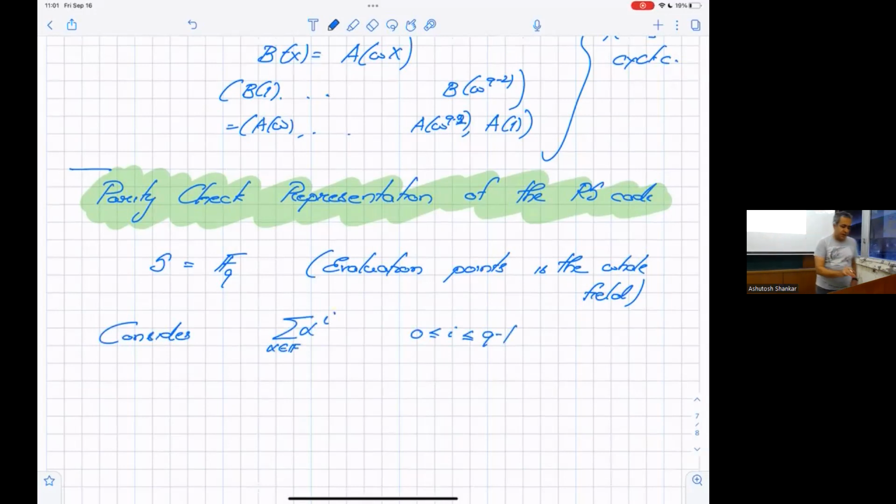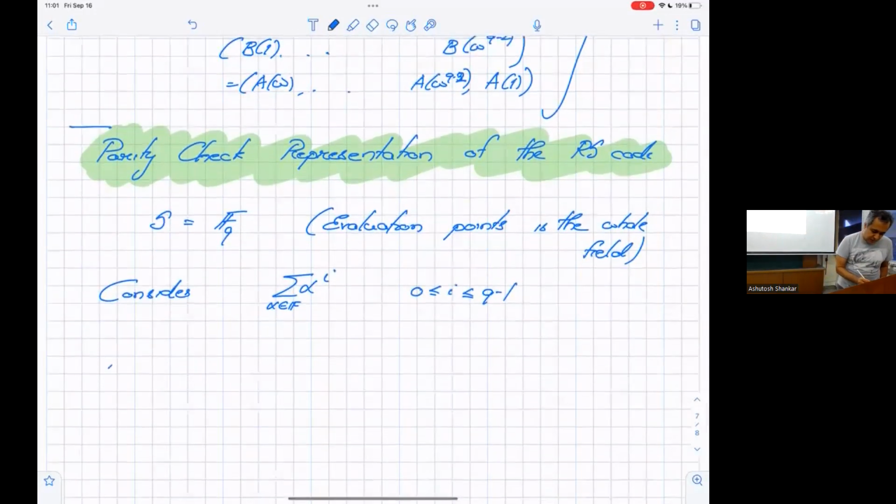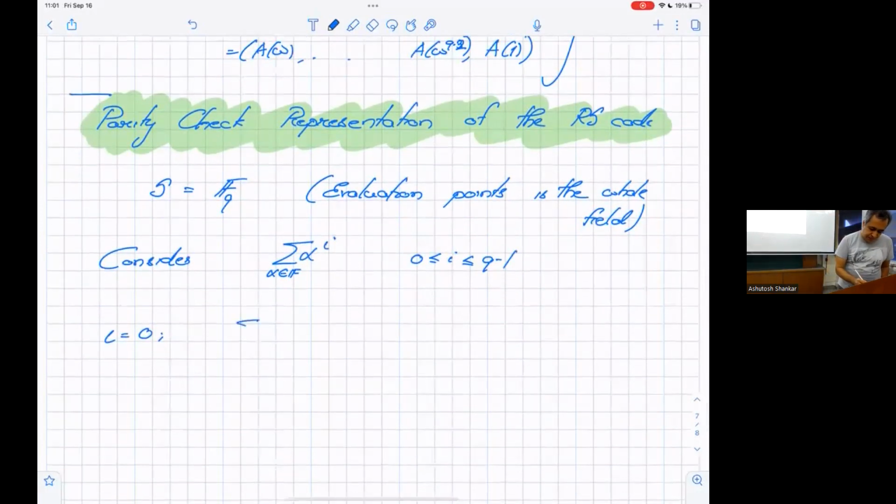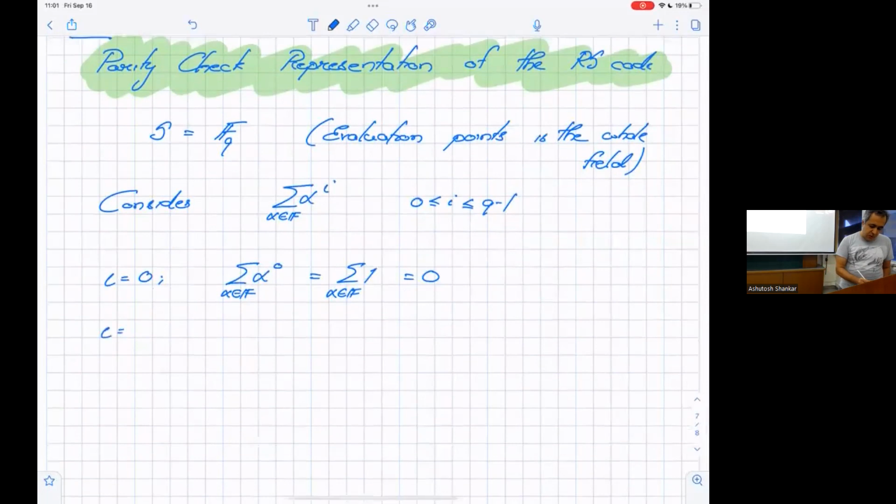So let's look at some basic cases first. Let's start off with i equals 0. Alpha to the power 0 is defined to be 1. So what is it in that case? The sum of 1 over alpha in F is q mod p, but what is q in the field? It's 0. Okay, so the sum is 0.